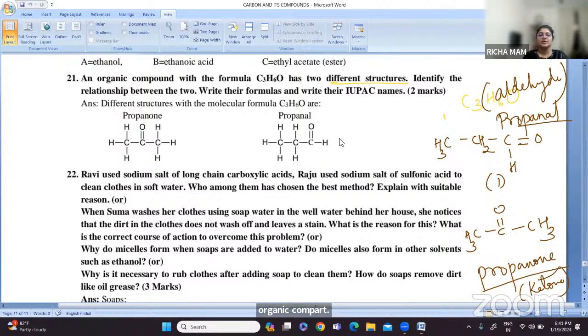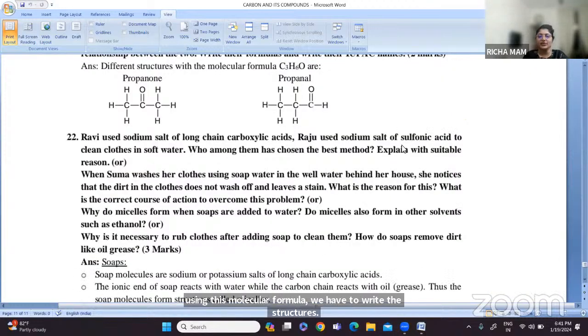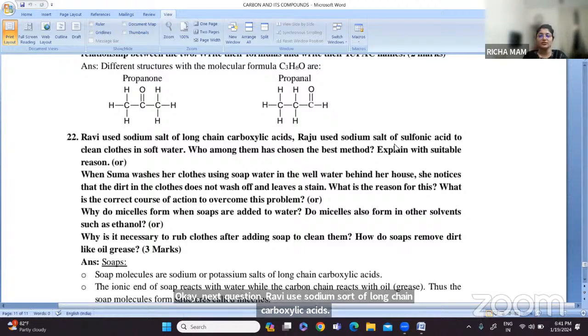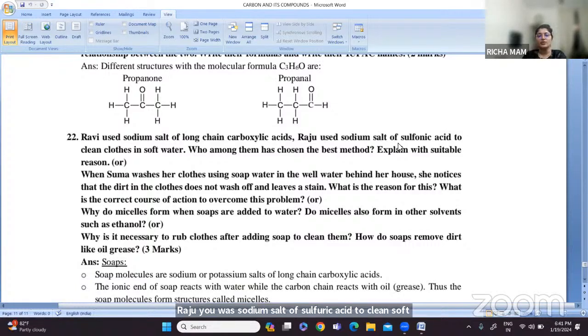Next question. Ravi used sodium salt of long chain carboxylic acids. Raju used sodium salt of sulfonic acids to clean soft clothes in soft water. Who among them has chosen the best method? Explain with suitable reason. This is a question based on the cleansing action of soap.